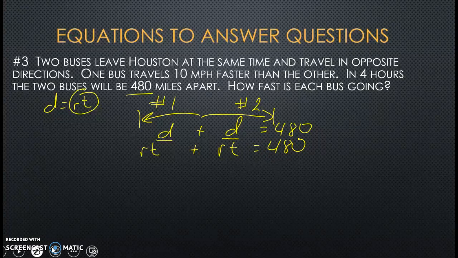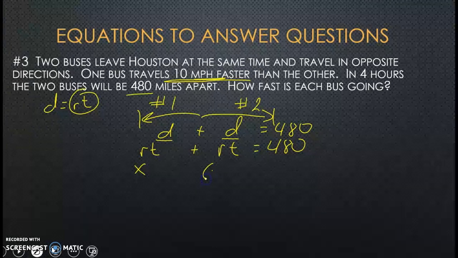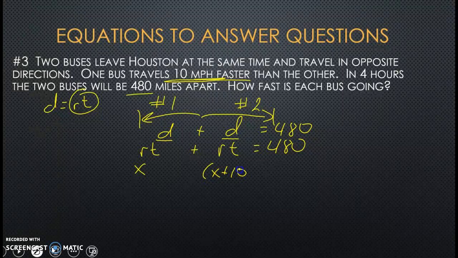Well, the rate we know is that one goes 10 miles per hour faster than the other one. So let's say the first bus goes X miles per hour. Let's say the second bus is the one that goes 10 miles per hour faster. Well, that rate is going to be X plus 10. So we have the two rates of the two buses, at least an expression for both of them.